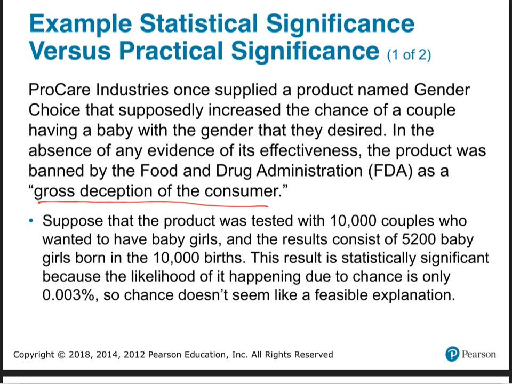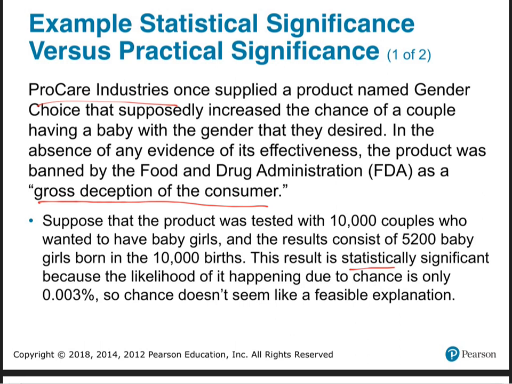So FDA is into this a lot. This actually happened with Pro-Choice Industries. Suppose that the product was tested with 10,000 couples who wanted to have baby girls, and the result consisted of 5,200 baby girls out of 10,000. What do you think? Does that sound good?